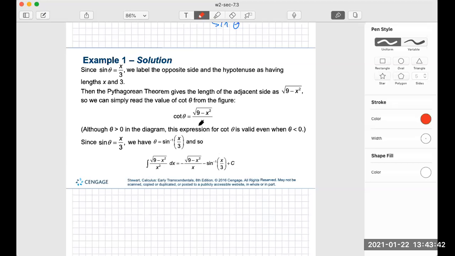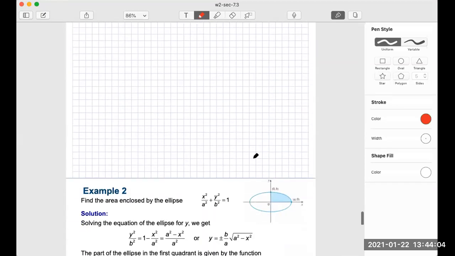Here they explain that, okay, the trick, we draw the special triangle, will give us the relation between theta and x here. It's just valid for theta smaller than 0 as well. So finally, we have this relation. This is the result. Very good.